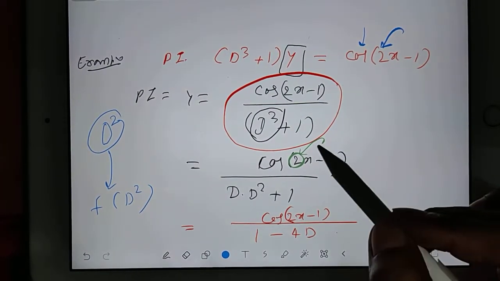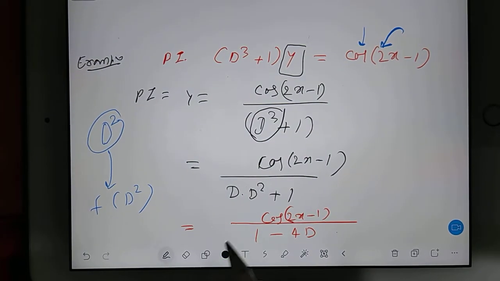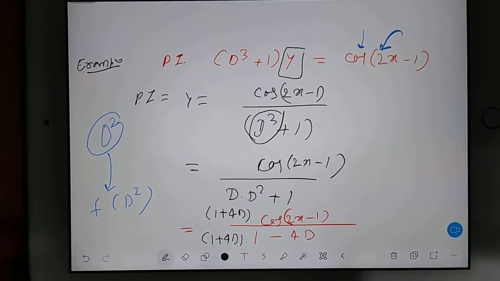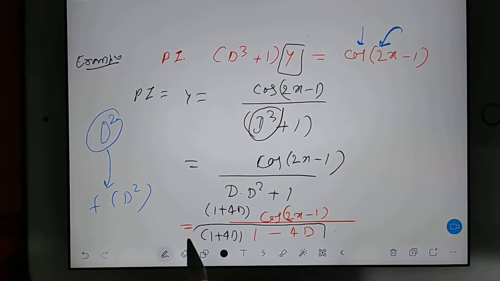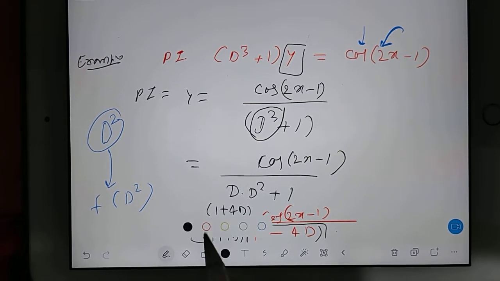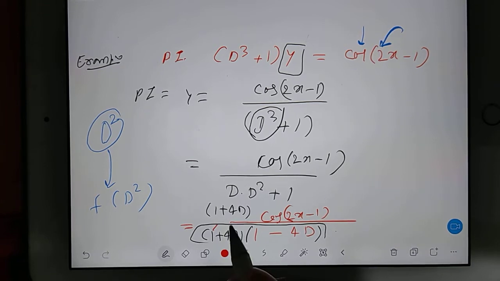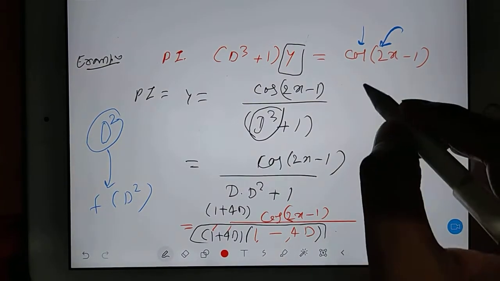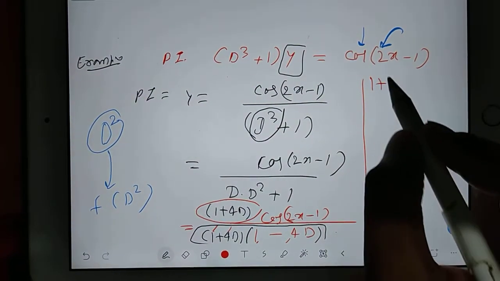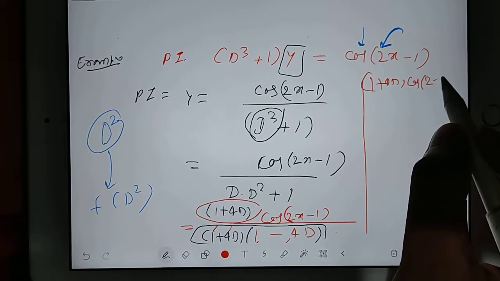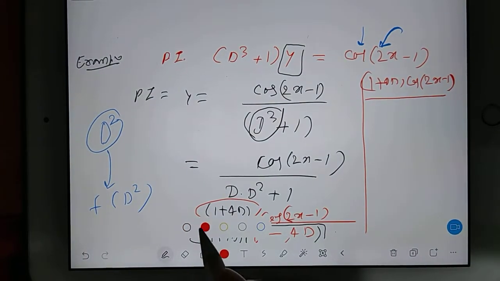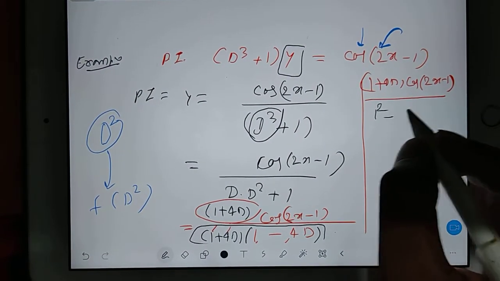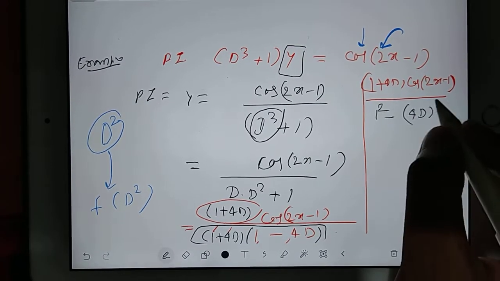do 1 plus 4d, 1 plus 4d up and down multiply. Simple. So this guy will convert as, in one bracket a plus b, in one bracket a minus b. You can see a plus b, you can see a minus b. So this guy will convert as a square minus b square. So 1 plus 4d will be as it is, and cos 2x minus 1 will come as it is. At the denominator we will have a minus b whole square. So a square means 1 square minus b square, so 4d square.